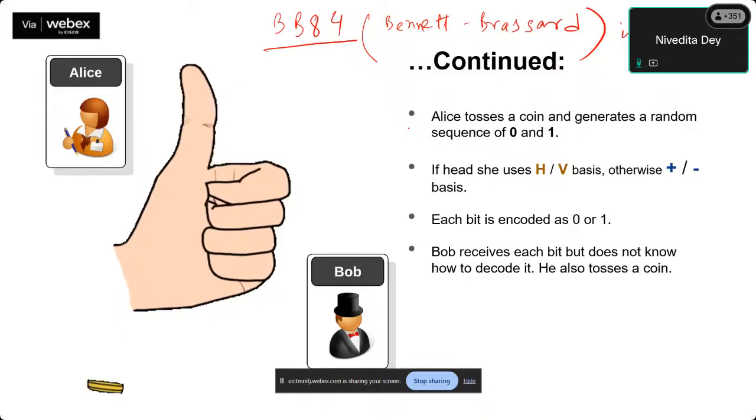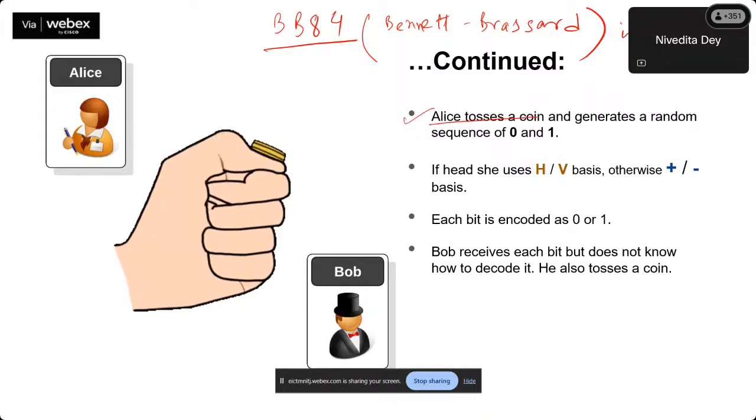So here, Alice will toss a coin first. Whenever we toss a coin, it can have either a head or a tail.